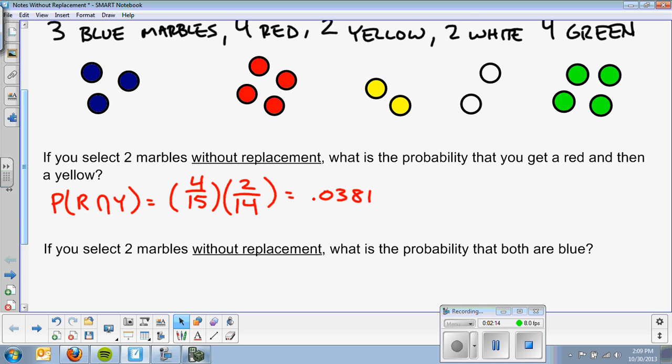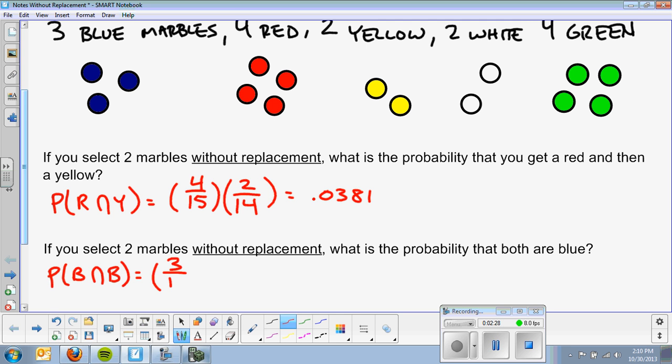Now, new question. If I select 2 marbles, again without replacement, what's the probability that they're both blue? So that's the probability of a blue and a blue again. So the first blue is pretty straightforward, with a probability of 3 out of 15. Now, again, I'm assuming that I selected that blue marble, and now I want to pick another one. So of the remaining marbles, and there are only 14 because 1 of them is out, now 2 of them are blue. So notice that the numerator decreased by 1 because I'm picking the same color, and the denominator decreased by 1 because I will have 1 less marble.